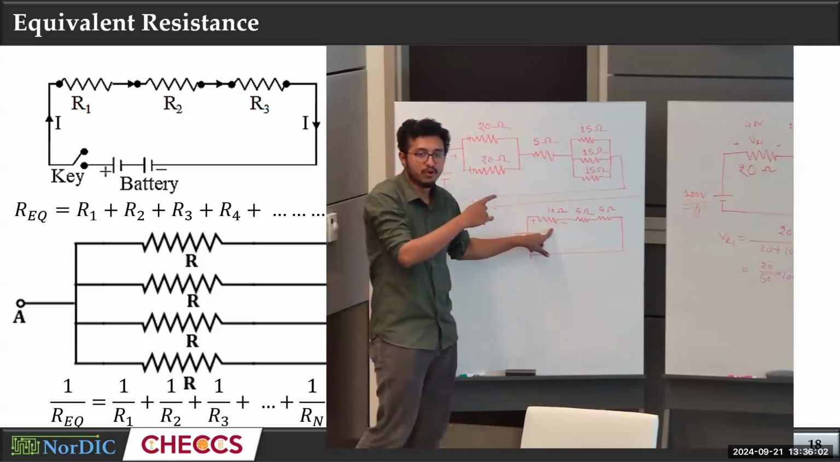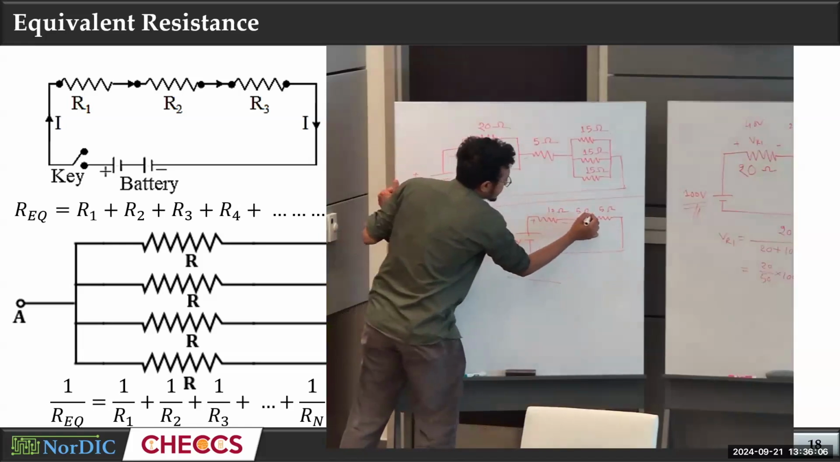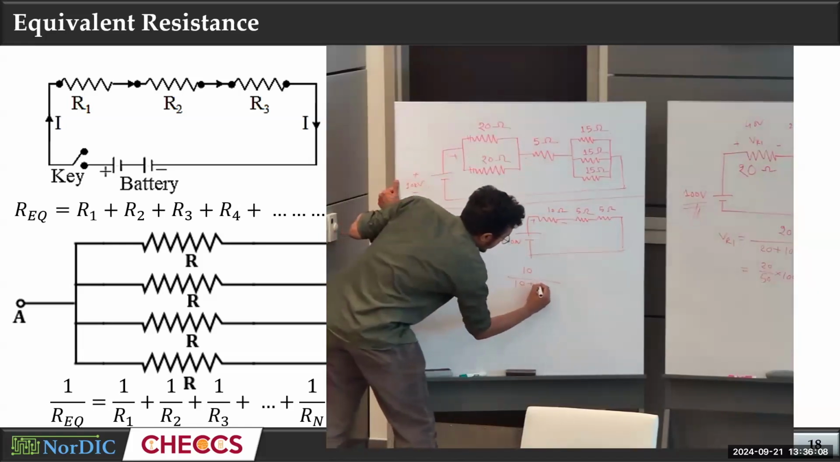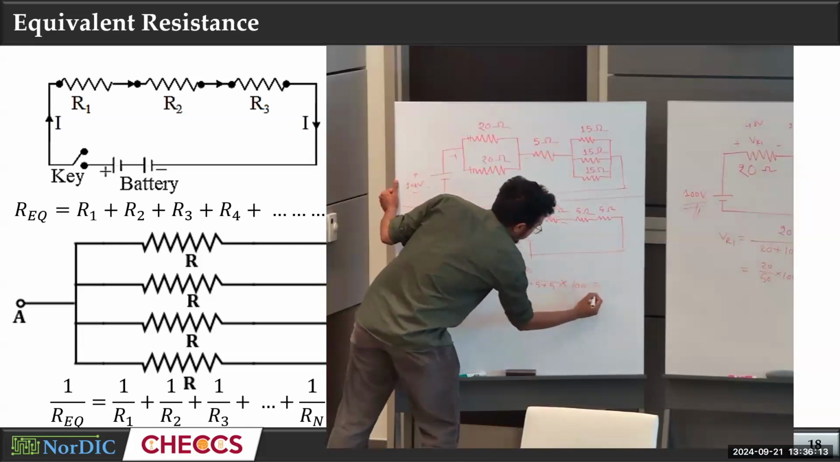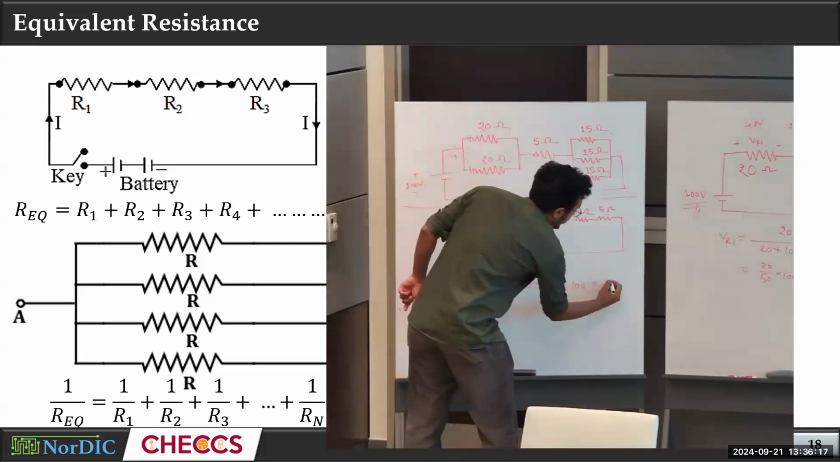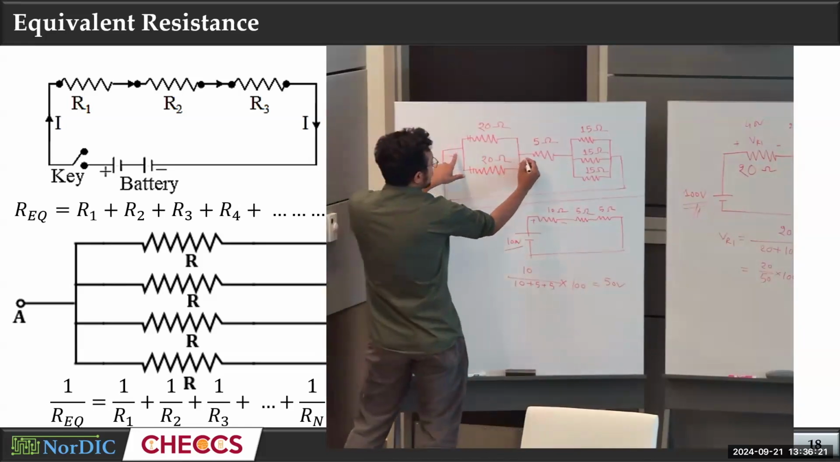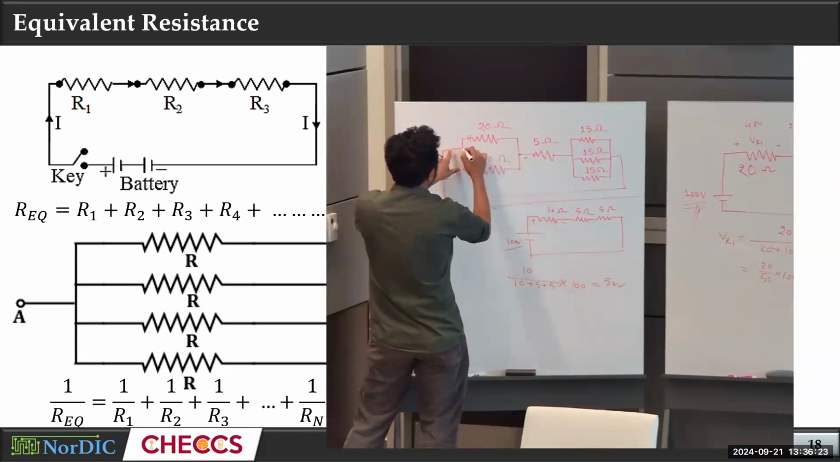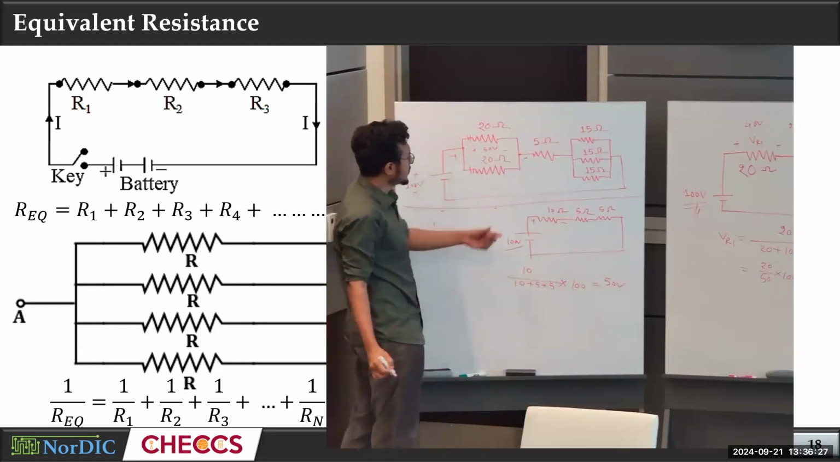Voltage division rule. Follow the voltage division rule. 10 divided by 10 plus 5 plus 5, okay, into total voltage. What will it be? 15. 50 volt. So now we know that the voltage difference between these two nodes is what? 50 volt.